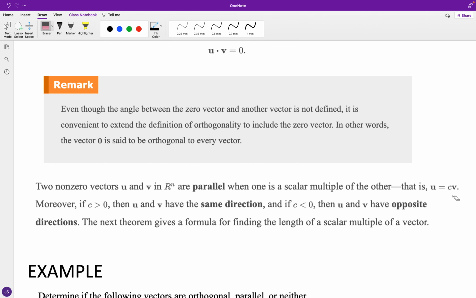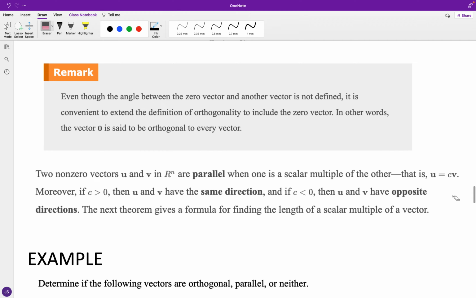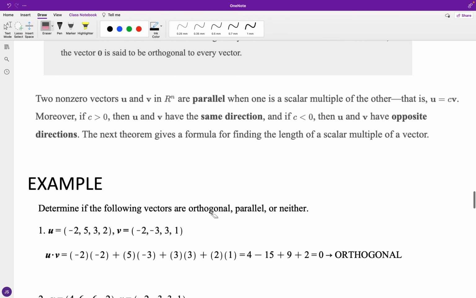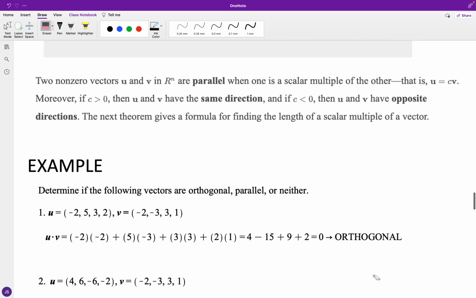Okay, looking at examples, say we're determining whether the following vectors are orthogonal, parallel, or neither. Let's say u consists of -2, 5, 3, 2 and v consists of -2, -3, 3, and 1. Looking at whether they are orthogonal, the dot product must be 0. So we have -2 times -2 plus 5 times -3 plus 3 times 3, and with the last components, 2 times 1. It turns out that the dot product is equal to 0. So right away, these vectors are orthogonal to each other.